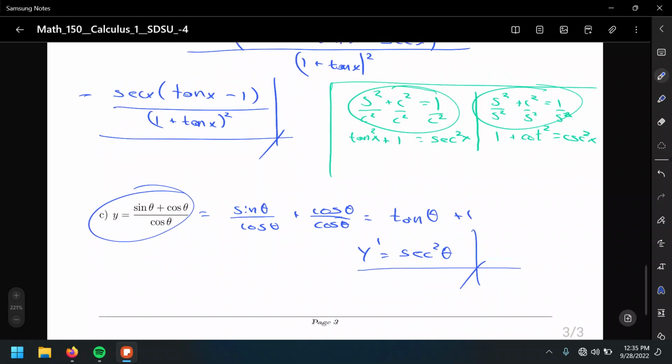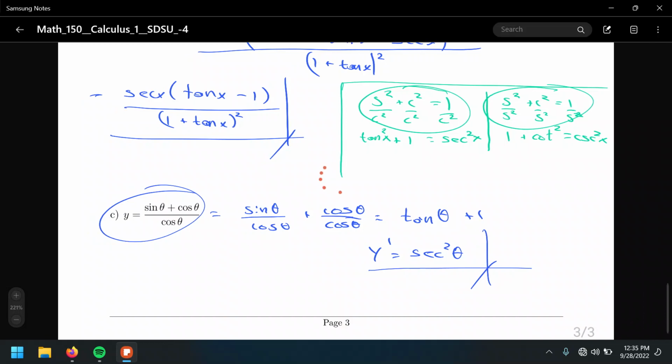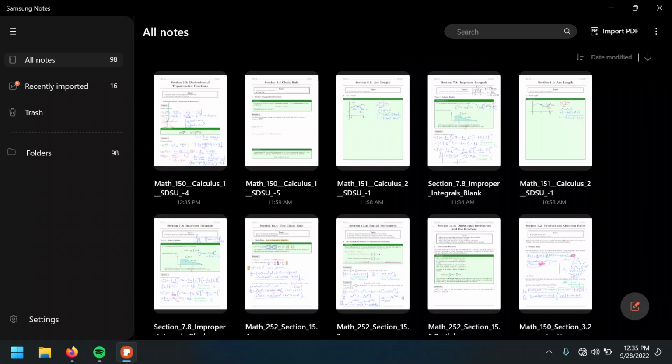Alright, so this finishes section 3.3 on differentiating trigonometric functions. So let's go to the next section. And the next section is, where is it? The chain rule.